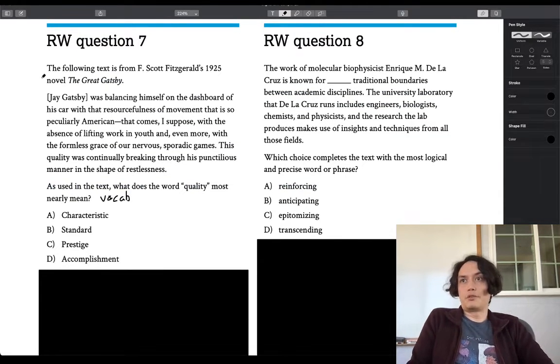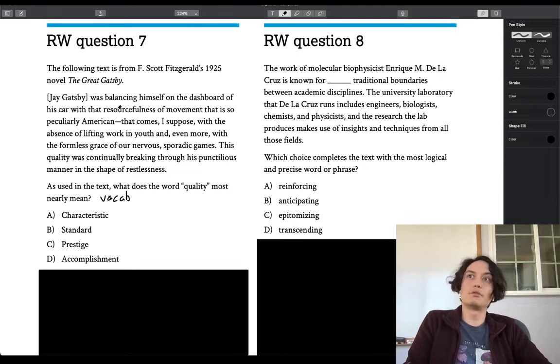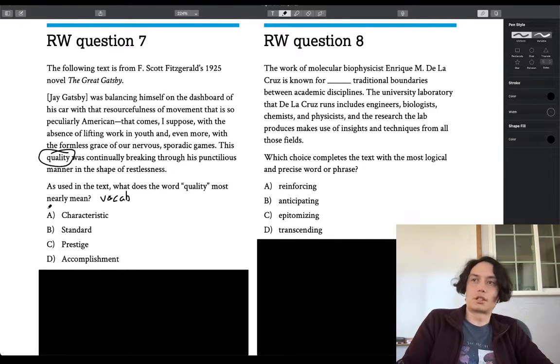This is from F. Scott Fitzgerald. We're looking for the word quality. "Gatsby was balancing himself on the dashboard of his car with that resourcefulness of movement that is so peculiarly American. That comes, I suppose, with the absence of lifting work in youth, and even more with the formless grace of our nervous, sporadic games. This quality, characteristic, was continually breaking through his punctilious manner in the shape of restlessness." Oh, characteristic is right here.